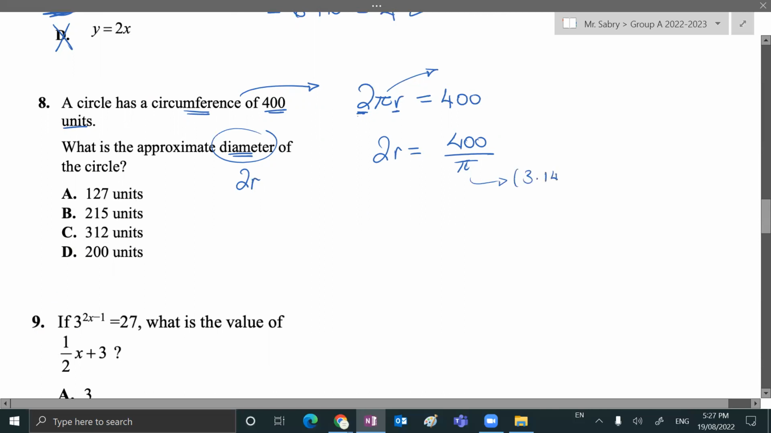Pi is actually equal to 3.14. Let's say 3. Assume approximately it is 3, because they say what's the approximate diameter. So approximately I'll assume that pi is 3. 400 divided by 3 should be 100 and something, which means that 127 could be the correct answer. But it's impossible for it to come out as 200, because 3 times 200 is 600, which is bigger than 400. It's impossible for it to be any of the other choices. So choice A must be the correct answer. Please ask. This is an important one for me.